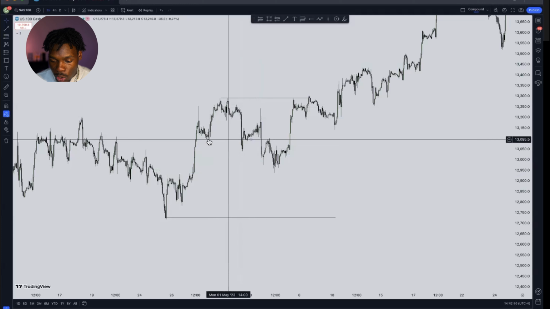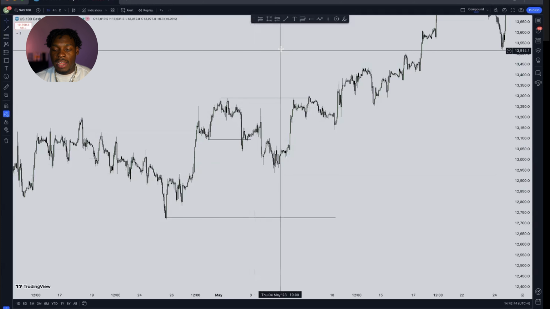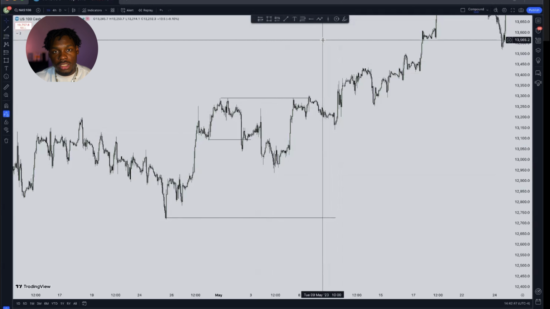But once we take this low, we know we are in our liquidity cycle. That means we can sell anything in this premium, and anything under that 50% that we had up there, we cannot touch. I mean, we can buy.